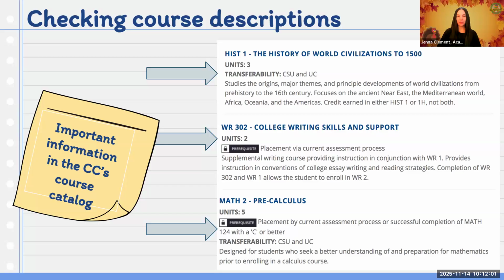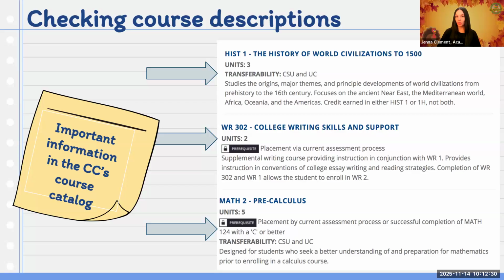So let's talk a little bit about what you're going to see on the community college's website when you're searching for classes that your learner might want to take. So every course is going to look something like what you see on your screen. So let's kind of go through some of that important information so that you know how that might translate to high school credit. So the first thing you're going to see for that first example, Hist 1, the history of world civilizations to 1500.